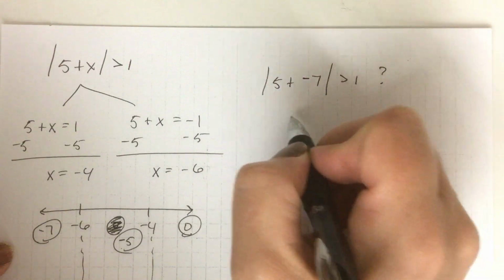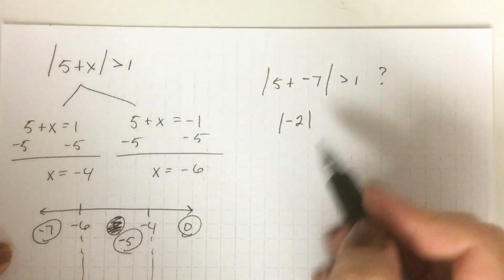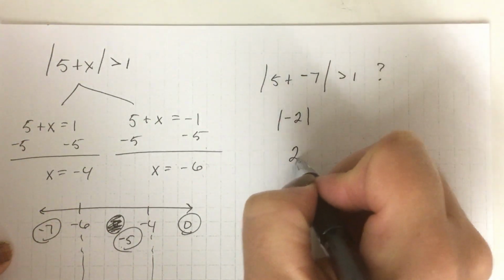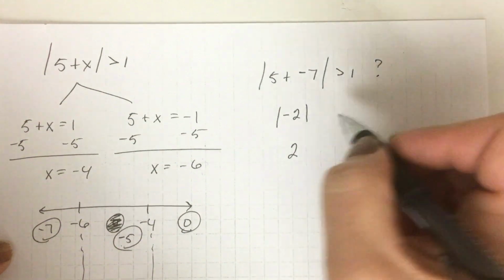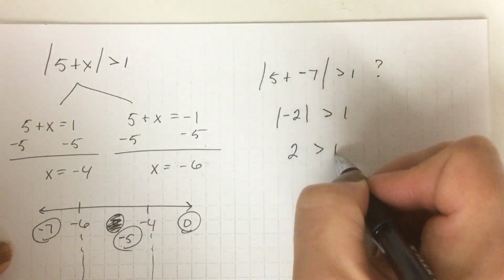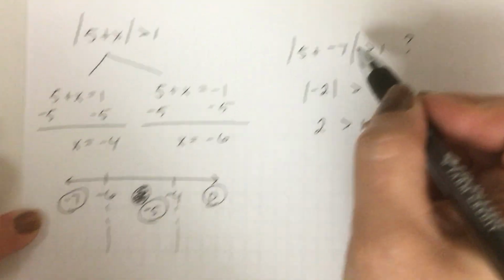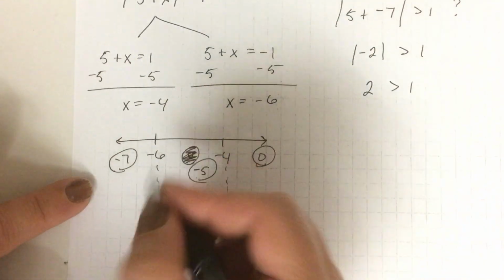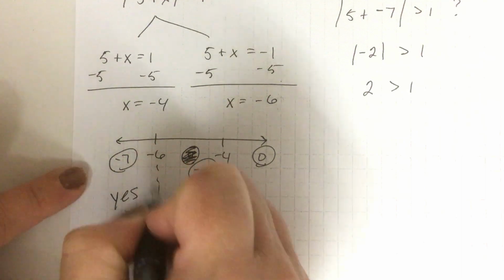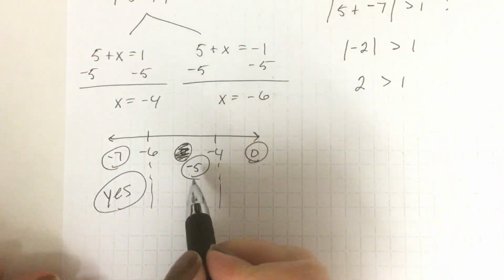Well, 5 plus negative 7 is negative 2, and the absolute value of negative 2 is positive 2. And I'm comparing it to 1. I want to know if it's bigger than 1. Well, is 2 bigger than 1? Yes, it is. Well, I picked negative 7, so I come over here to the section where negative 7 is, and I say yes.